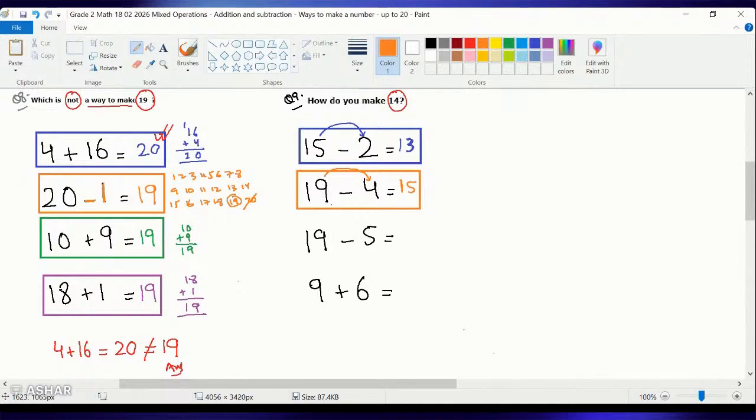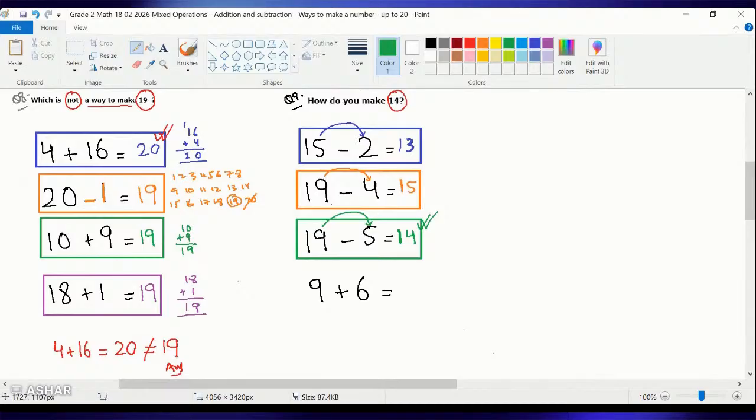Okay, let's look at the last option. The next option would be 19 minus 5. 9 minus 5 is 4. Agreed? And the 1 comes out. That means we already found the answer, right?